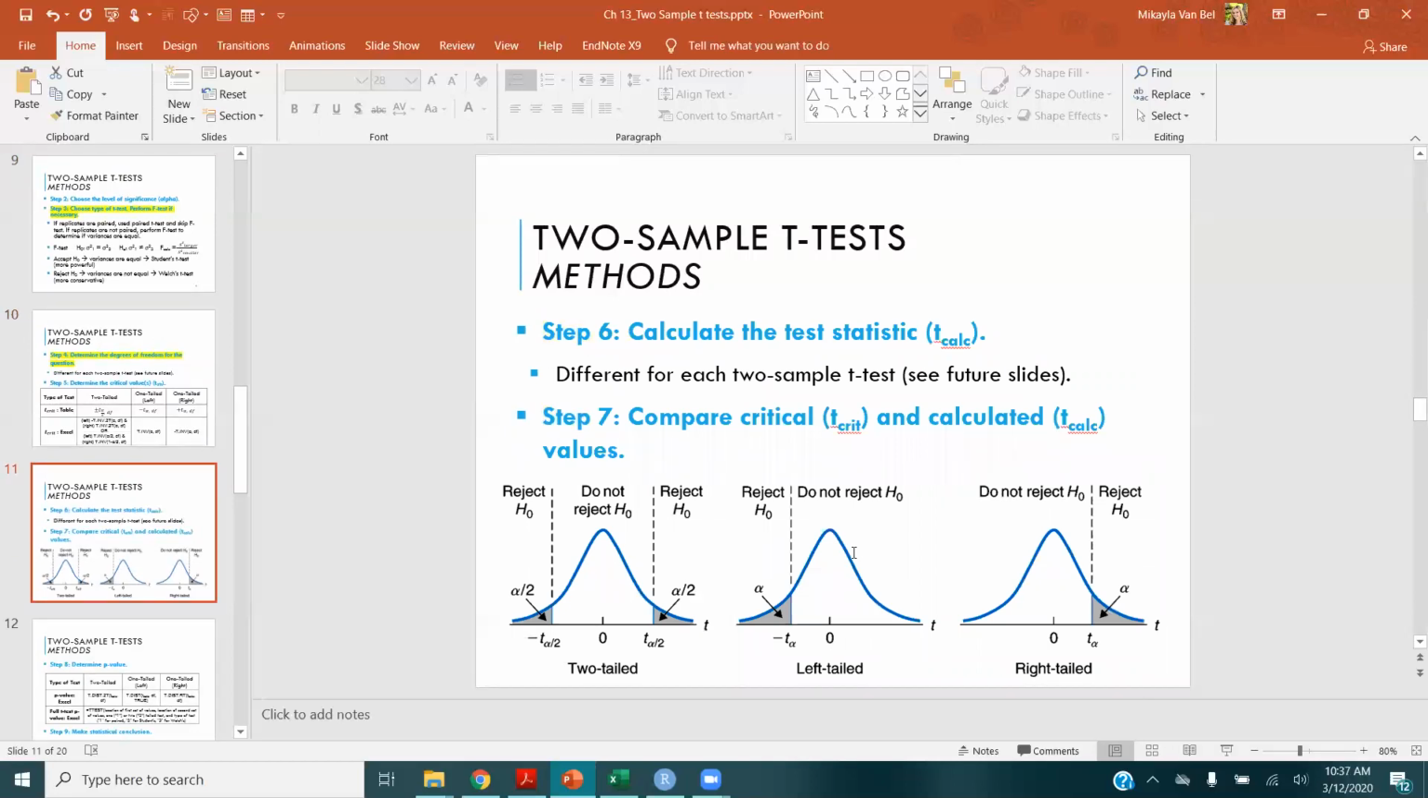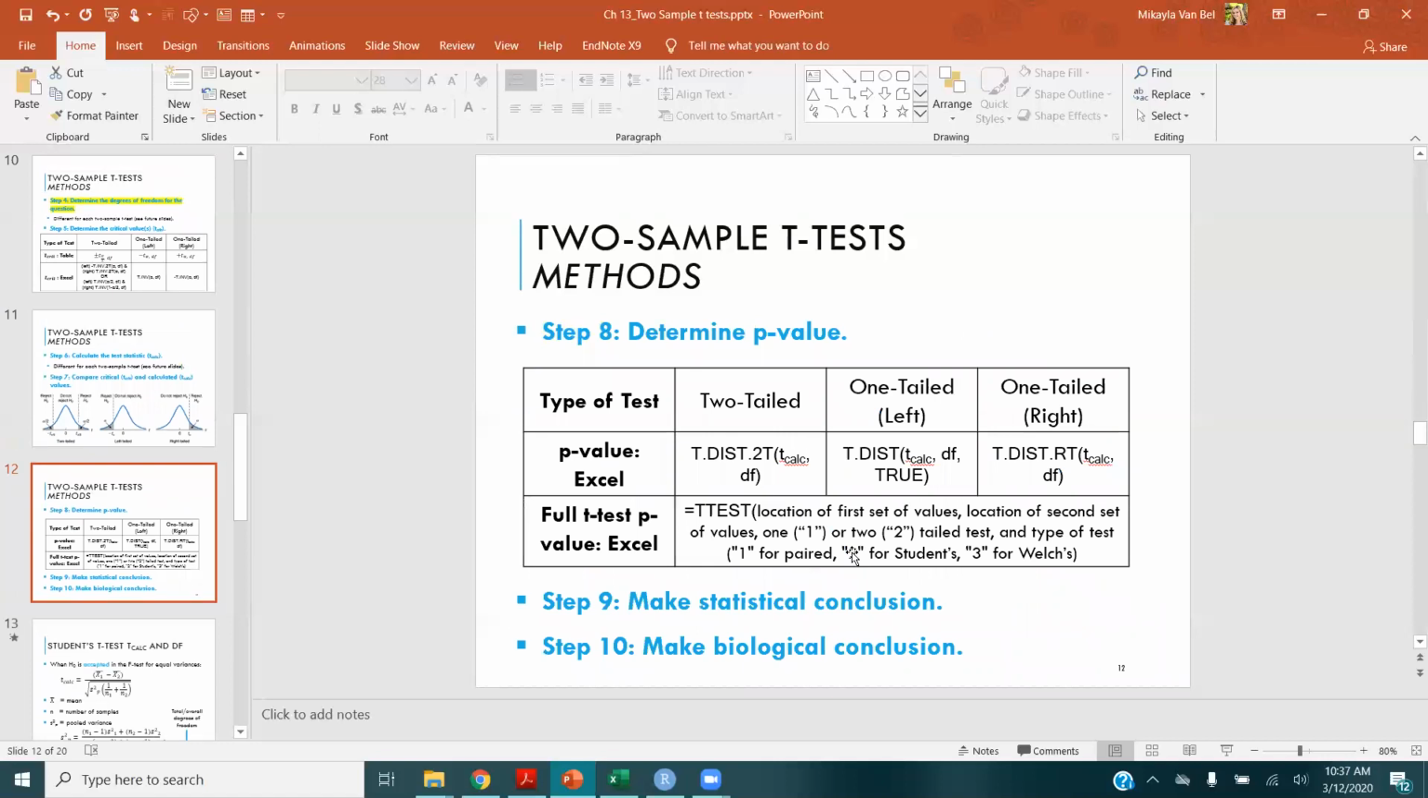Step 6 is to calculate the test statistic. This is also different for each two-sample t-test. But step 7 is familiar. We compare the t-critical and t-calculated values using our regions of rejection on a distribution that we've drawn. Step 8 is to determine the p-value. We can use the way we've used before, which is t.dist or t.dist.2t or .rt.